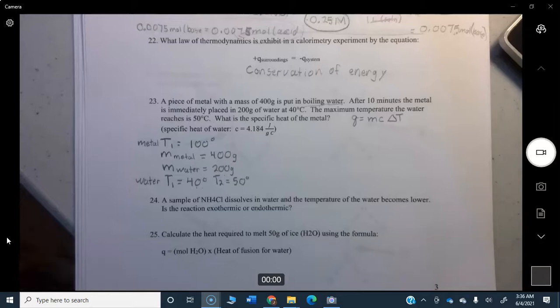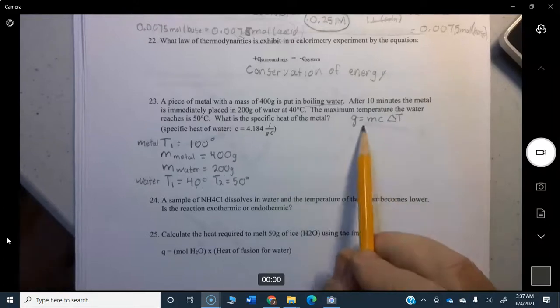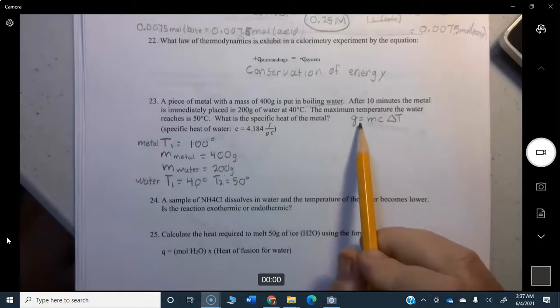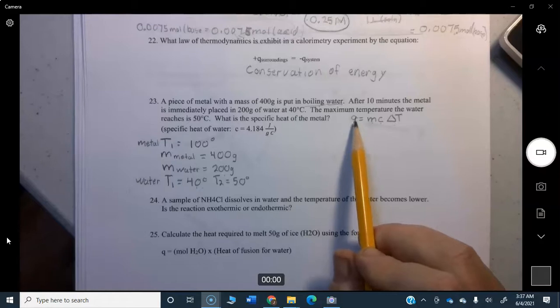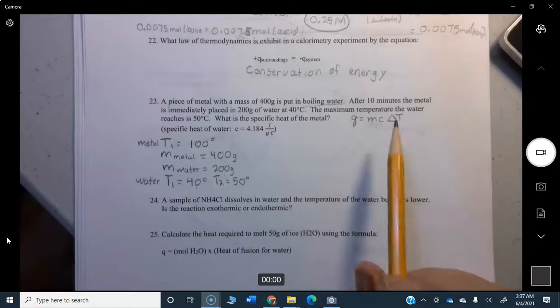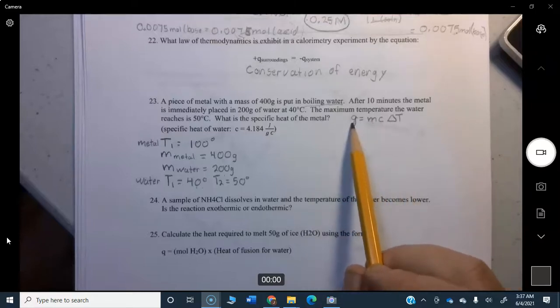So you know the temperature change of the water. It goes from 40 to 50 degrees. You know the mass of the water. It's 200 grams, and you know the specific heat of the water. So from this formula then, you know these three things, you can figure out the heat that goes into the water. That amount of heat is exactly the same amount of heat that had to come out of the metal. So you're going to use this formula a second time for the metal. The Q is going to be the same, it's just opposite sign.